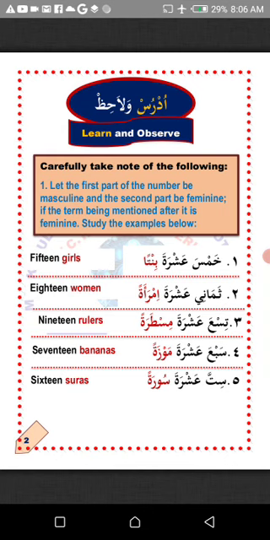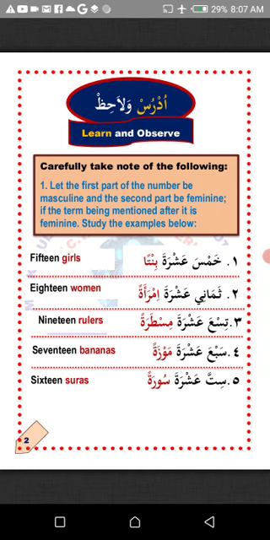I repeat. If what you are counting, the term that you want to mention after the number, is feminine, the first part of the number must be stated as masculine without ta'ul marbuta, round ta at the end, while the second part will be stated as mu'annath, meaning with ta'ul marbuta, round ta at the end.